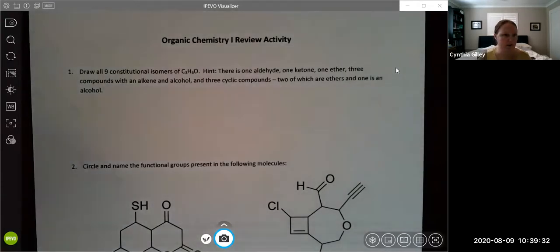Okay, so the first question is to draw all 9 constitutional isomers of C3H6O, and it gives some hints as to what functional groups will be present.